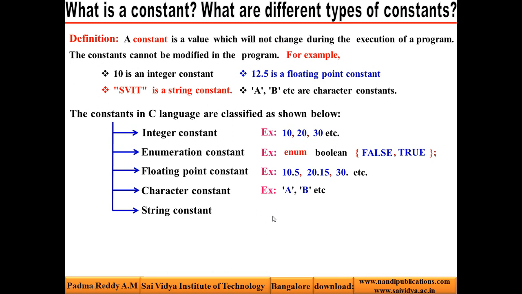And finally, let us see some examples for string constants. A sequence of letters enclosed within double quotes like this, SVIT is enclosed within double quotes, so is treated as a string constant. So in this slide, now we know what is a constant and what are the different types of constants. In the coming slides, let us see these constants in detail.